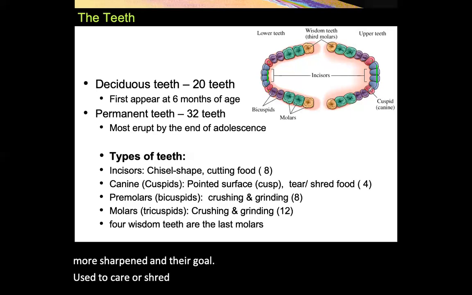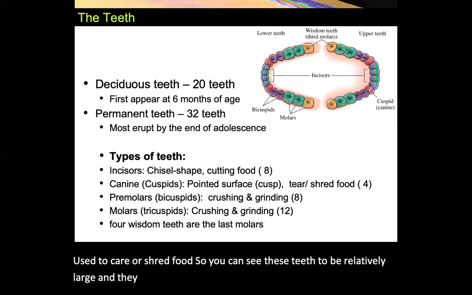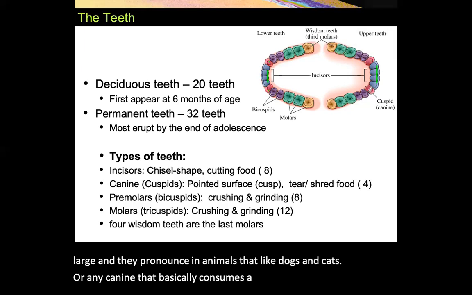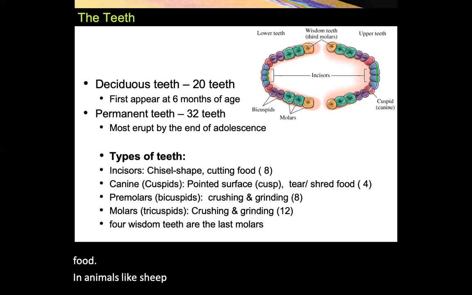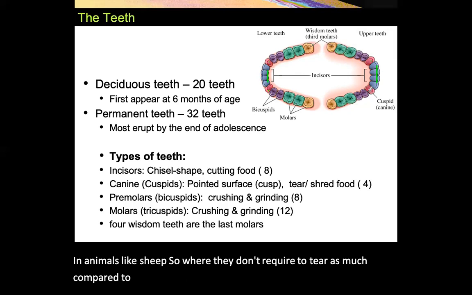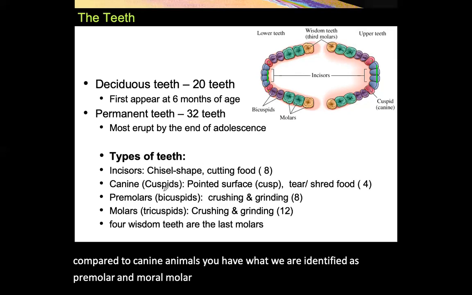You can see these teeth are relatively large and very pronounced in animals like dogs and cats, or any canine that requires the tearing of their food. In animals like sheep, where they don't need to tear as much compared to canine animals, you have what we identified as premolar and molar teeth. Premolars are also known as bicuspids. This should also sound familiar.